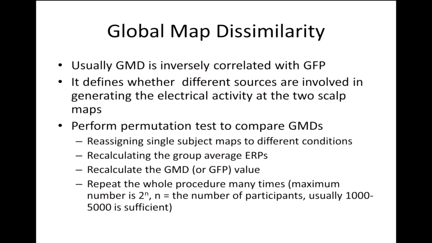Okay, global map dissimilarity. Usually GMD is inversely correlated with global field power, and it defines whether different sources are involved in generating the electrical activity of the two scalp maps. If the same sources are involved, then the scalp topography will be very similar. They might change in how strong the color is, but the distribution will be very similar. If different sources are involved, then the distribution will be different. And how you can test whether these two maps are different is by calculating this.